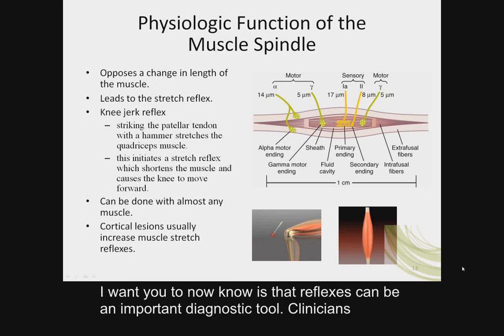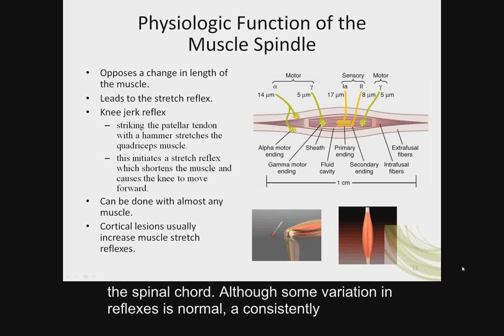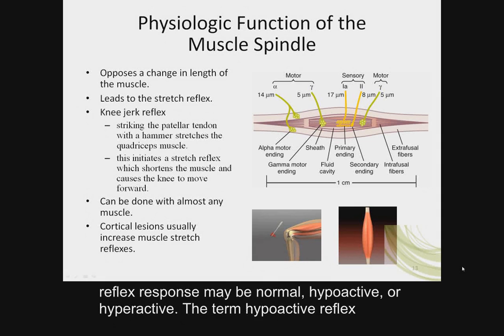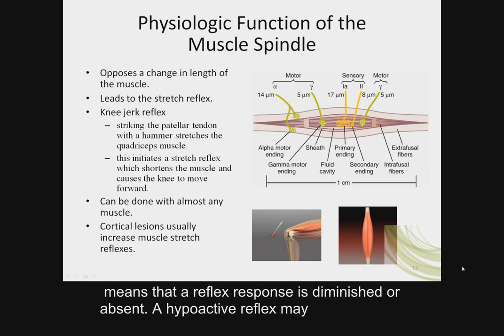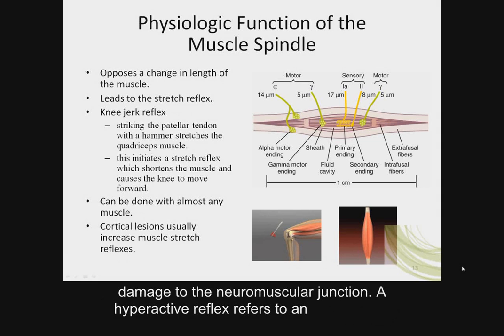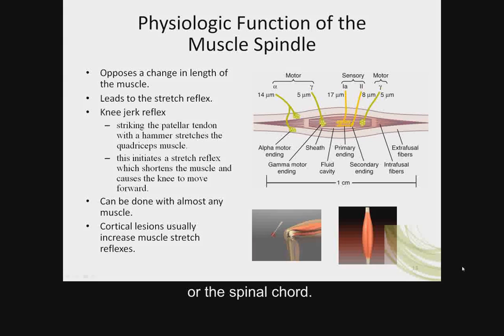What I want you to now know is that reflexes can be an important diagnostic tool. Clinicians use them to test specific muscle groups and specific spinal nerves or segments of the spinal cord. Although some variation in reflexes is normal, a consistently abnormal response might indicate damage to the nervous system or muscles. A reflex response may be normal, hypoactive, or hyperactive. The term hypoactive reflex means that a reflex response is diminished or absent. A hypoactive reflex may indicate damage to a segment of the spinal cord, or it may suggest muscle disease or damage to the neuromuscular junction. A hyperactive reflex refers to an abnormally strong response. It may indicate damage somewhere in either the brain or the spinal cord.